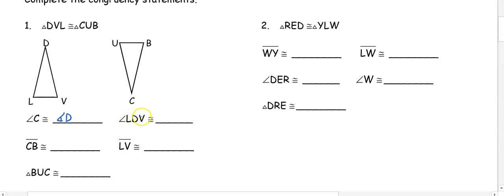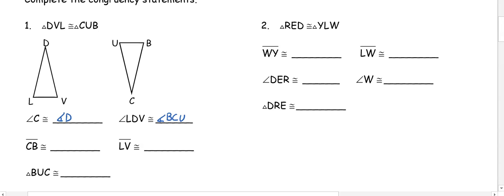Angle LDV is going to be congruent to angle... Now we need to use three letters. So L is the third letter, it matches with B. D is the first letter, it matches with C. And V is the second letter, which matches with U. So we would have it congruent to angle BCU.